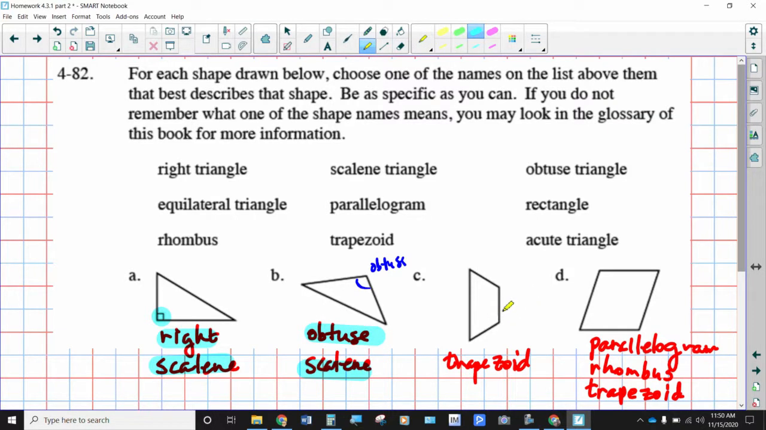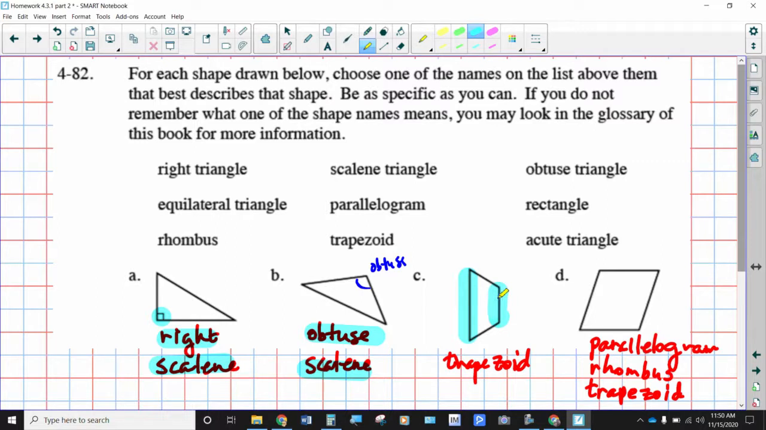Now for this one. This can be considered a quadrilateral because it's got four sides, right? But that is the least specific name for any four-sided polygon. The next most specific name would be a trapezoid. And with a trapezoid, you've got two sides that are parallel to each other. And I should say at least two sides that are parallel.